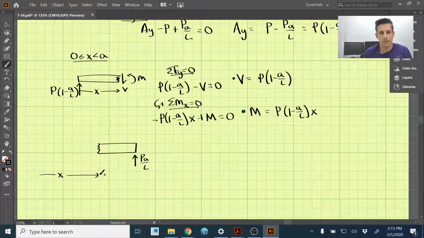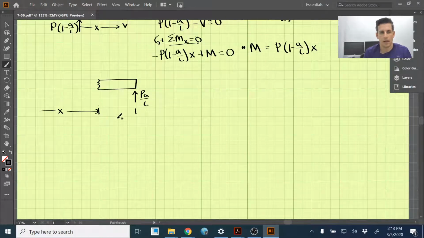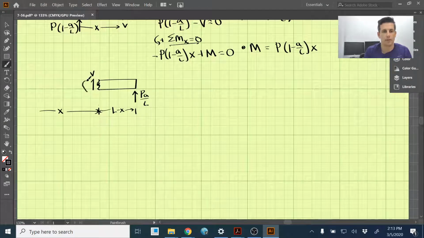So this distance here, from here to here, is actually the total length L minus X. So that is the distance from here to here. We need to take that into account when we're taking our moments around X, this point here. And with the positive sign convention, we have V going up like this and M like this.